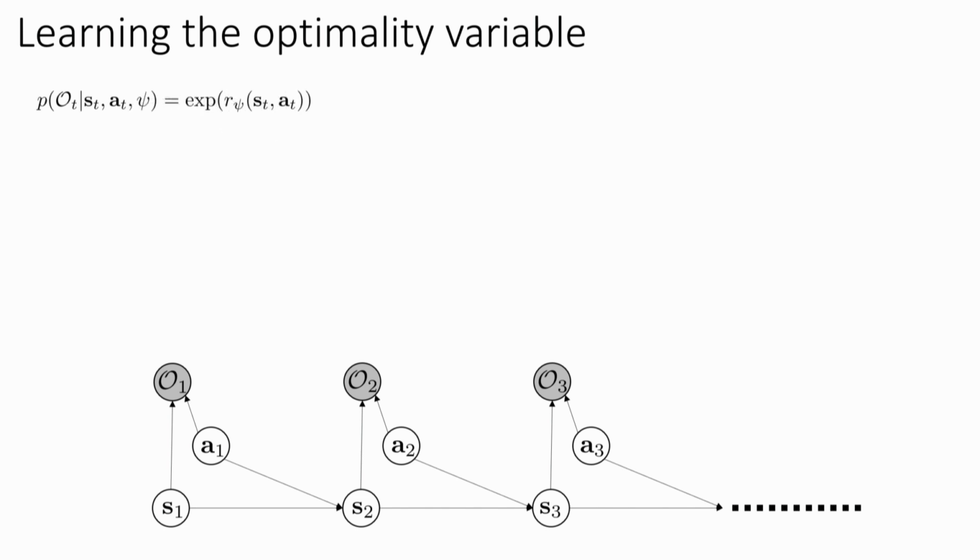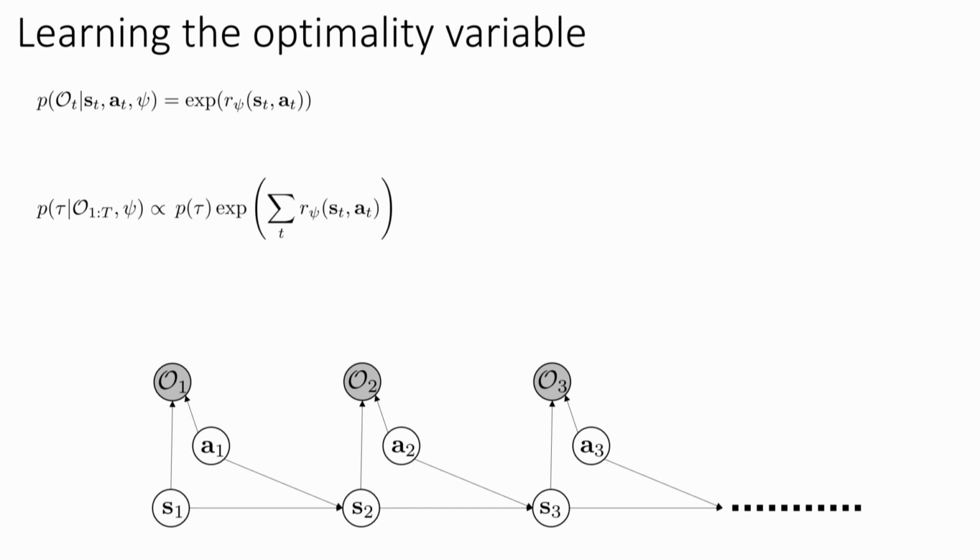So just to make this explicit, I'll always write p of o_t given s_t, comma psi, just to emphasize that this depends on psi. Psi is not a random variable here, it's just a deterministic vector, but I'll write it like this anyway, just so that you don't forget.